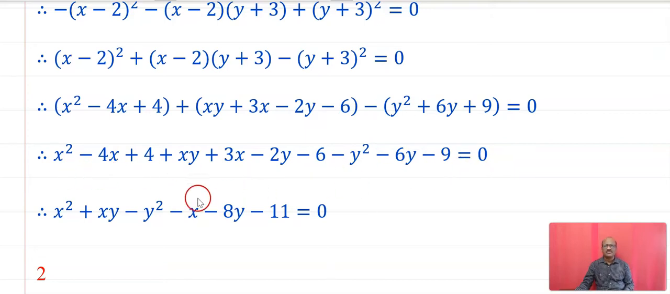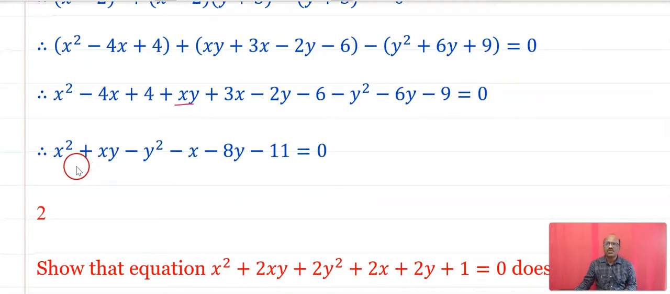And if we simplify this, the x square term is a single one, x square. Xy terms, here is plus xy, that is single one. Next is y square minus y square. Minus 4x plus 3x, you will get minus x. What about the y? Minus 2y, minus 6y, minus 8y. Next is minus 6 and minus 9, then you will get minus 15 plus 4, minus 11, equals 0. And this is the required joint equation of lines: x square plus xy minus y square minus x minus 8y minus 11 equals 0.